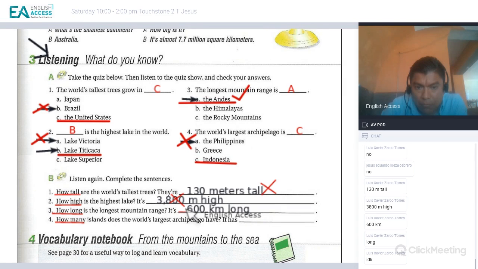Okay, now here's the last question. What is the world's largest archipelago? An archipelago is a group of islands, right? That's correct. What's the largest group of islands? I think it's the Philippines. No. Wait. It's Indonesia. Correct!